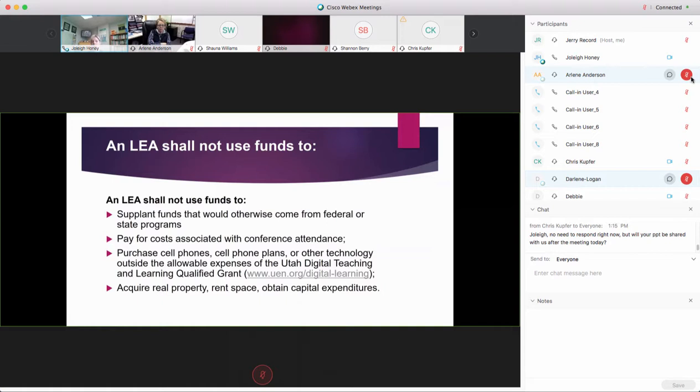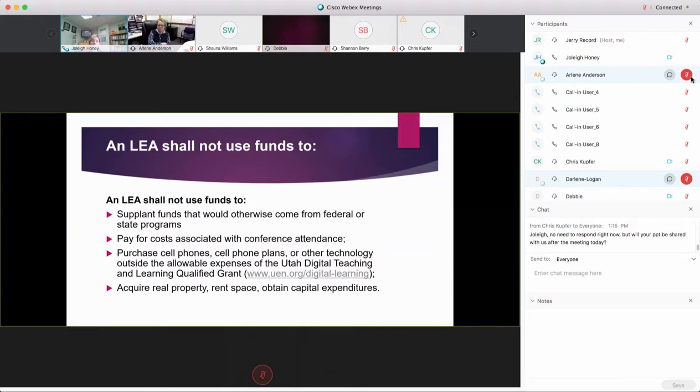So paying for costs associated with conference attendance, which by the way includes travel, those things are not allowed. Also the purchase of personal items. I want to be careful how I say this, but basically, don't buy cell phones for all the teachers or for administration. Don't buy cell phones at all. And then thinking about the technology that's allowed in the digital teaching and learning grant: if the technology is allowed in the digital teaching and learning grant, then it can be allowed here. If it's not, then it would not be.